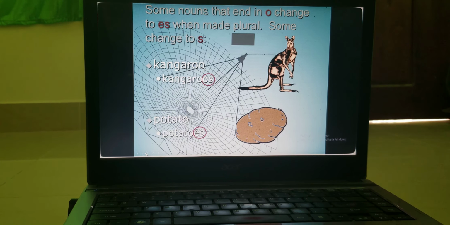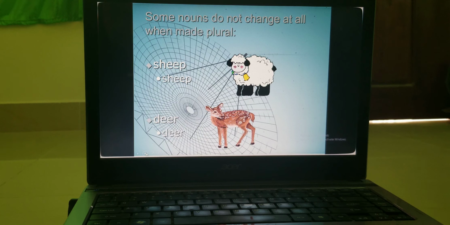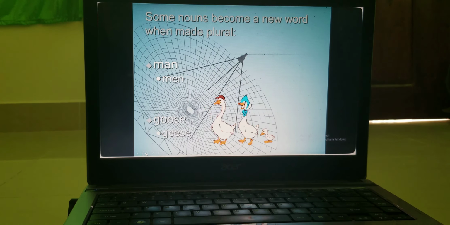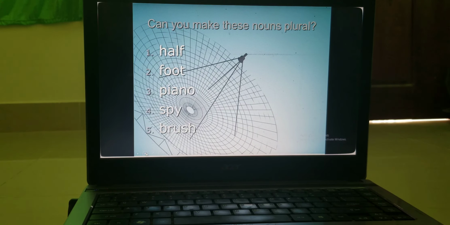Okay, some nouns that end in O change to S when made plural, like kangaroo, you see this one, kangaroos. Potato, also potatoes with ES. And another one, some nouns that do not change at all when made plural, like the words sheep, deer, man, goose. All of these are called irregular plural nouns.